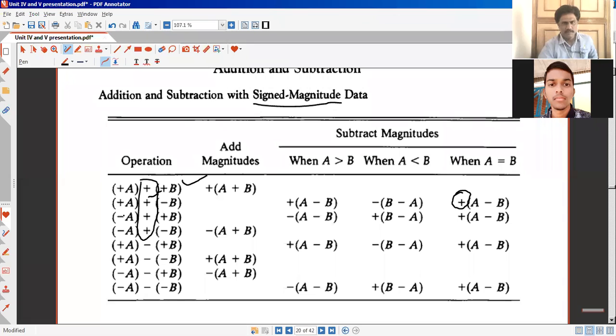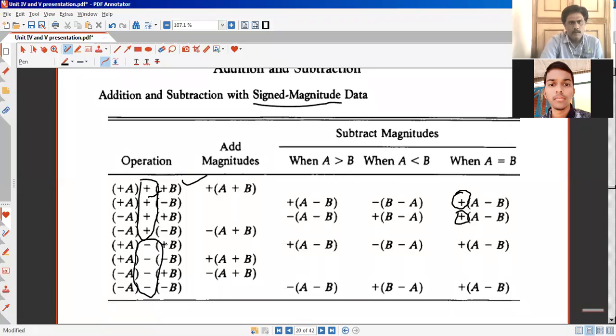Here also, depending upon the A value, this operation varies. If A is greater, I am doing subtraction, and the final sign will be the sign of A. If B is greater, I am doing subtraction, but the final sign will be opposite. If both are equal, we have to see that the result is positive. Same way, subtraction.